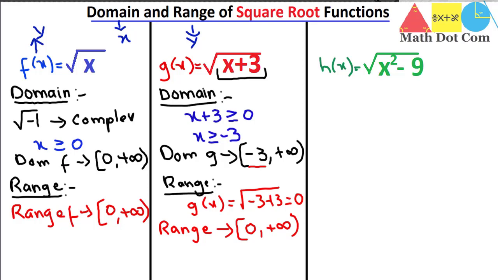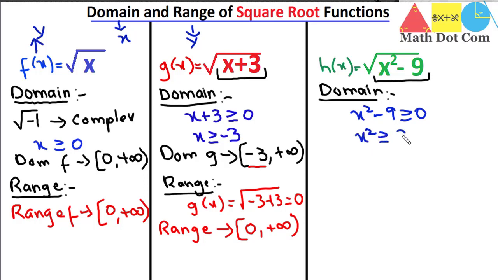Now let's move towards the last function, that is under root x square minus 9. Here we again apply the same condition to find the domain. This expression, x square minus 9, should be greater than or equal to 0, because we cannot afford negative values under the radical sign. So how will we solve it? x square should be greater than or equal to 9, so x should be greater than or equal to plus minus 3, because it was squared there.